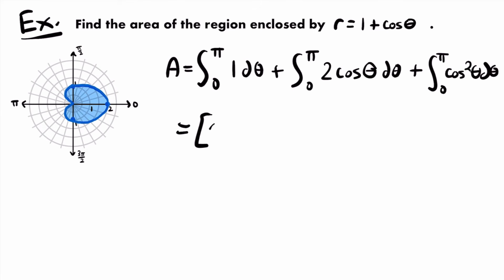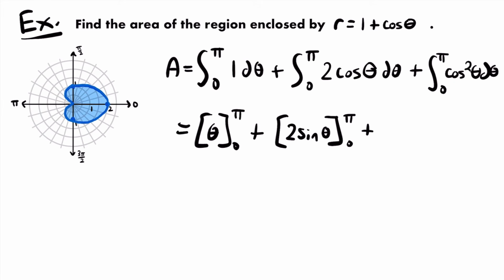Okay, so the integral of 1 is theta. So this is equal to theta evaluated from 0 to pi, and then we'll add that to the integral of 2 times cosine theta. The integral of cosine is sine, so we'll have 2 times sine theta evaluated from 0 to pi. And then we'll add that to this integral, but in order to integrate cosine squared theta, just like with sine squared theta in the previous example, we need to rewrite it using a trig identity. In this case, our trig identity is going to look slightly different. For cosine squared theta, we will rewrite it as 1/2 times 1 plus cosine of 2 theta.